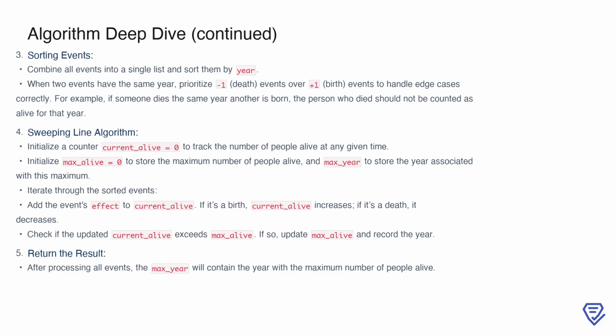If it's a death event, current_alive decreases. After each update, we check if the current count exceeds the maximum observed so far. If it does, we update max_alive and record the year in max_year. At the end of this process, max_year holds the answer, the year with the maximum number of people alive.